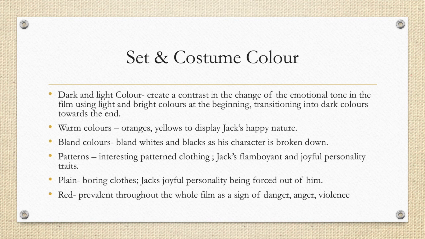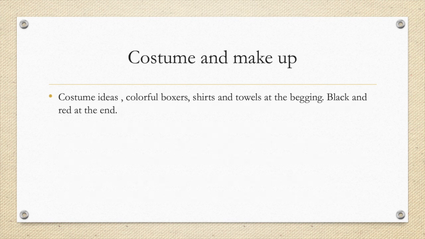Also use patterned clothes to show his flamboyant and joyful personality, again transitioning to plain as his personality is being forced out of him. So costume ideas: colourful boxers, shirts, towels at the beginning of the film. The towel will transition from yellow to red, again to demonstrate that warning colour towards the end of the film, and to also show the stability and happiness of the relationship has turned to anger and turned to violence.